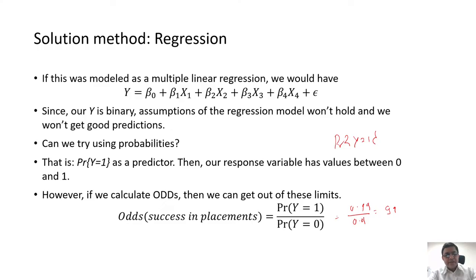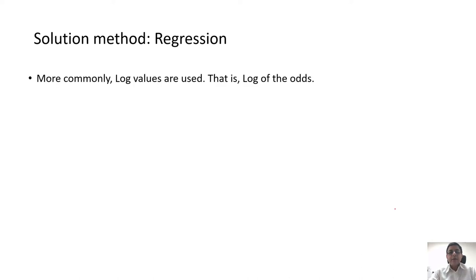So we have essentially removed the condition that would have been imposed if we had used probabilities as our predictor. What we are going to do is use odds as our predictor. So how does the equation transform? How does the regression equation transform if we use odds as our response variable? Generally we don't use odds, we actually use log of odds, so that we get values in the negative side also.